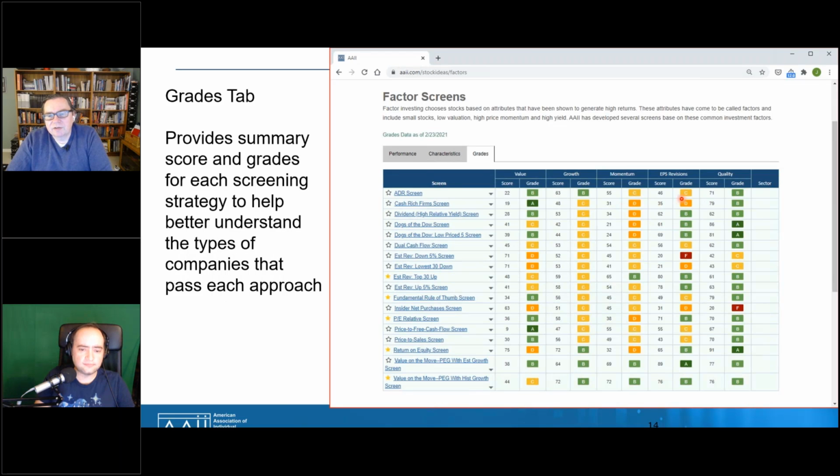It'll help you indicate if a particular approach has stocks that have a lot of powerful revisions upward, a lot of momentum or not. Like in this case, if you're a momentum type trader or investor, you're probably not going to be looking at the cash rich stock approach. The stocks that make up that approach on average have a grade of D. So if you're momentum focused, you're not going to look at anything except perhaps estimated top 30, value on the move. So actually the name makes sense, value on the move. So if you're momentum focused, you'll probably look at stocks that have better grades in that particular area.